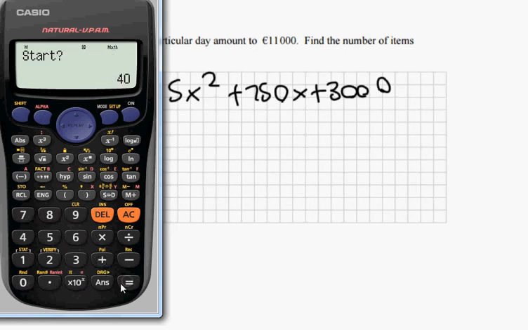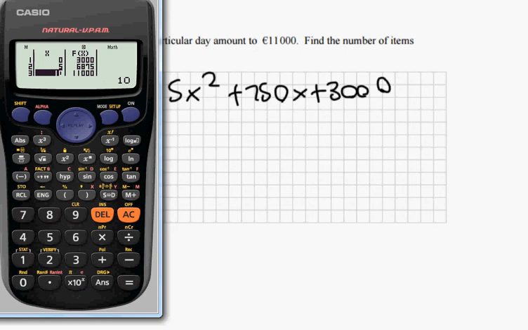So I'll just start off at 0. I go up in 5s. Okay, now look at this. I'm looking for 11,000, haven't I? Does anybody see the answer there? What number will give you 11,000? The number 10.